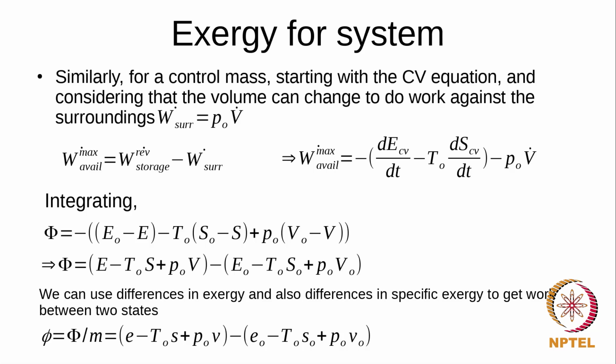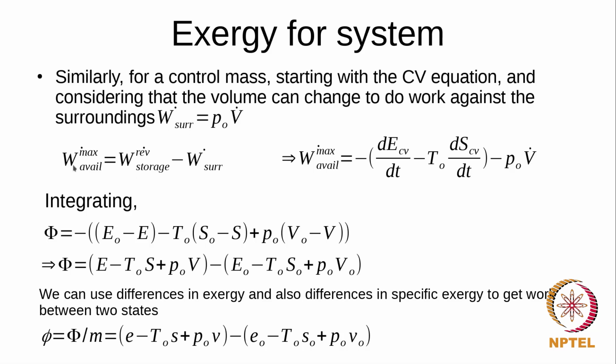The rate of doing work against the surroundings is called W dot surroundings. That's essentially P naught, which is the pressure at the boundary, the atmospheric pressure in most cases, times V dot, which is the rate of change of volume of the control volume. So this is the amount of work which this control mass does against the surroundings.